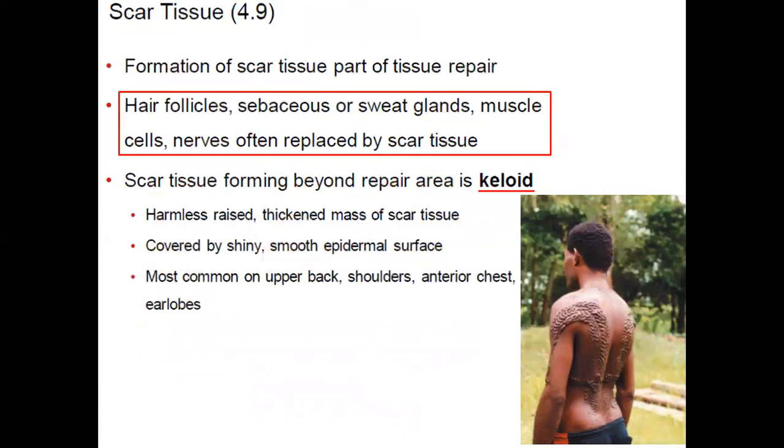It's called a keloid, and there's a figure of that here. You can see this individual. This is keloid scar tissue. It's basically harmless, but it's a raised, thickened mass of scar tissue that's covered by shiny, smooth epidermal surface. So there's no cells there other than epidermal cells and potentially connective tissue, the scar tissue. It's most common on the upper back, shoulders, and the chest, and even the earlobes. So that's irreparable scar tissue.